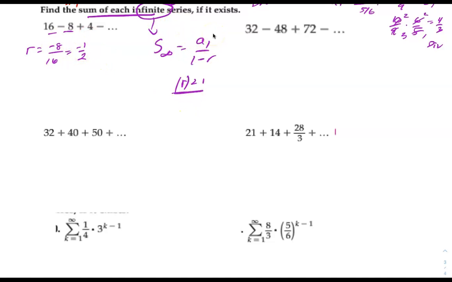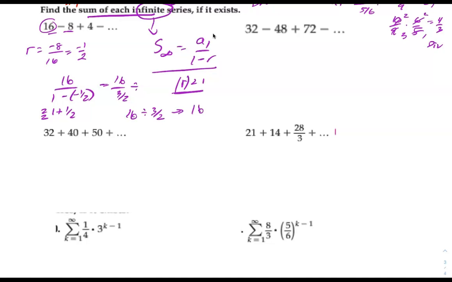All we can do is plug into that formula. So my first term is 16. My r is negative 1/2. So do some math. I could put that in my calculator, but come on. We should be able to do this. Common denominator is 3/2. That's a divide sign, so 16 divided by 3/2. Simplifying is saying 16 times 2/3. So I get 32 over 3.